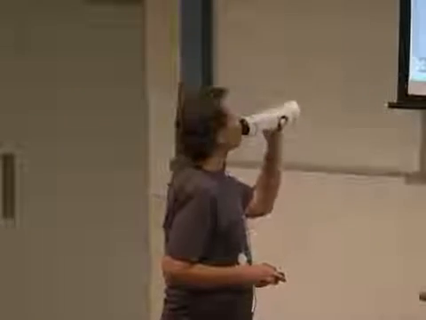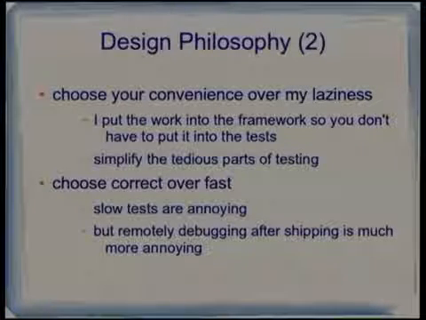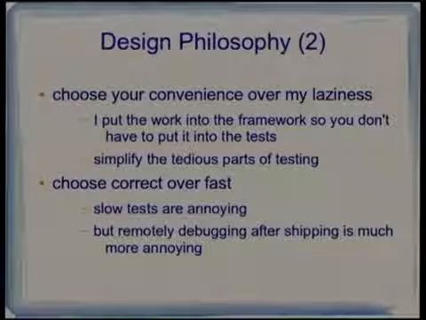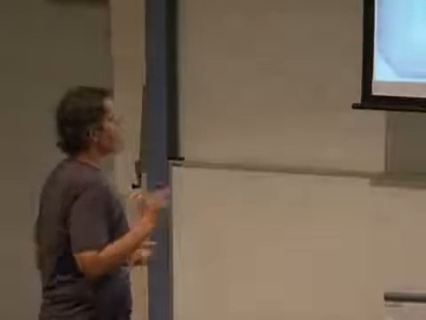So I prioritize your convenience in using the program over my laziness in writing the library. So basically, if I can do more work to make the job of testing easier, I want to do that. And I choose correct over fast, because it is very annoying to have slow tests. But today we have all kinds of fascinating continuous integration, gated trunks, stuff like that. People have ways of dealing with testing that are slow. Remotely debugging on someone else's site after you've shipped is far more annoying than waiting for a slow test. So I, again, am more interested in correct.